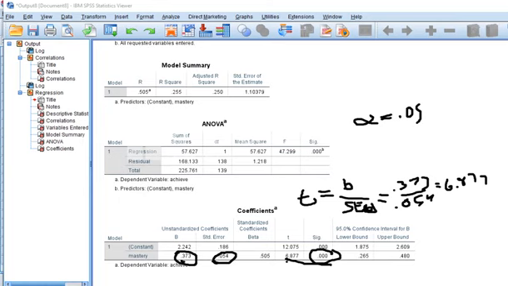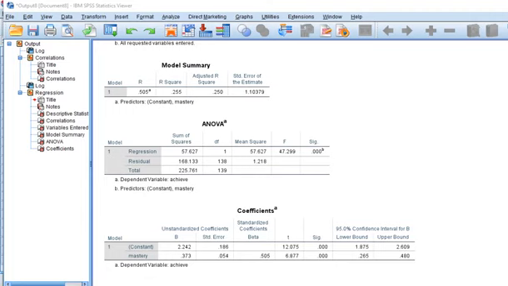In SPSS, it oftentimes will round off at 0.000. That doesn't mean that the p-value that is printed out here is equal to 0. Generally, what folks will do is report this as p less than 0.001. So the p-value is not ever 0. It's just rounded off, so keep that in mind when you are interpreting it.